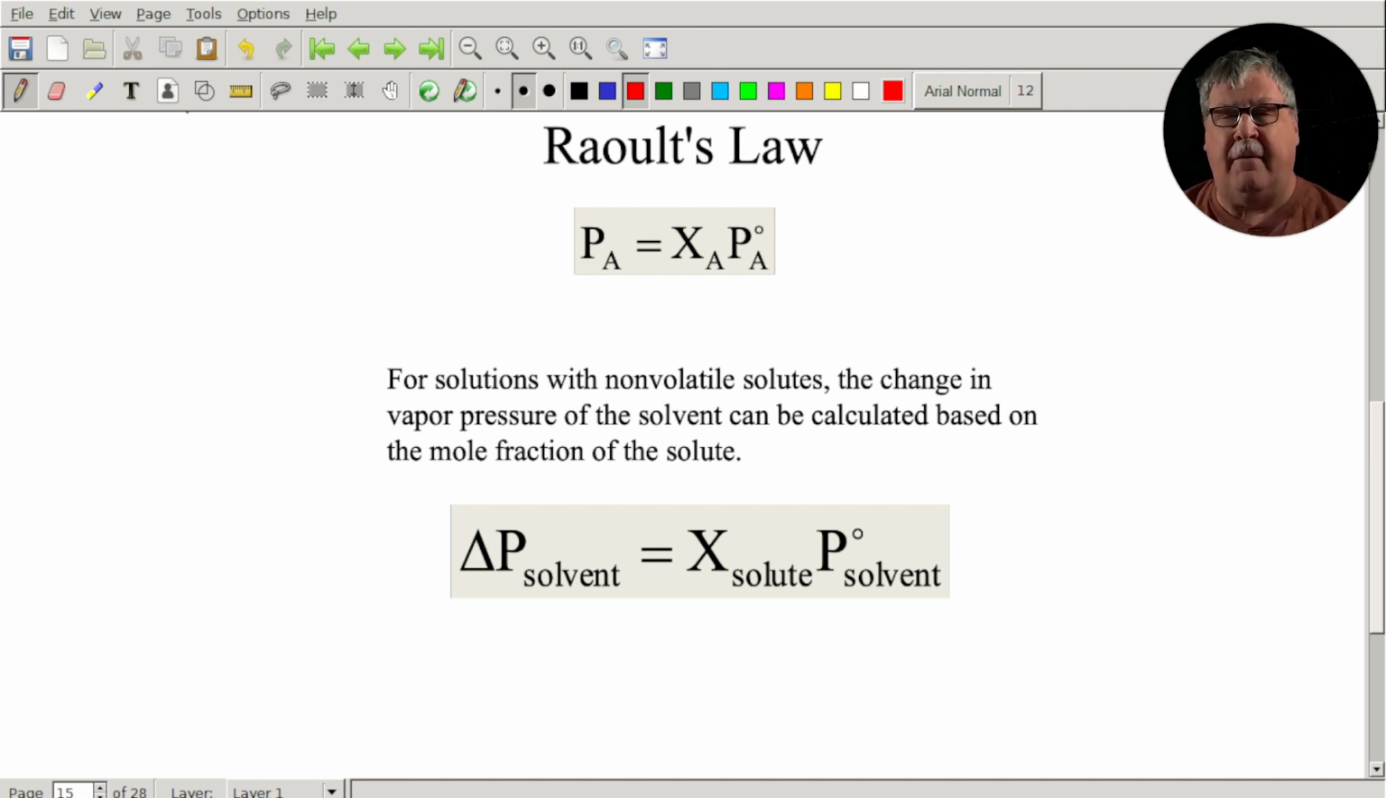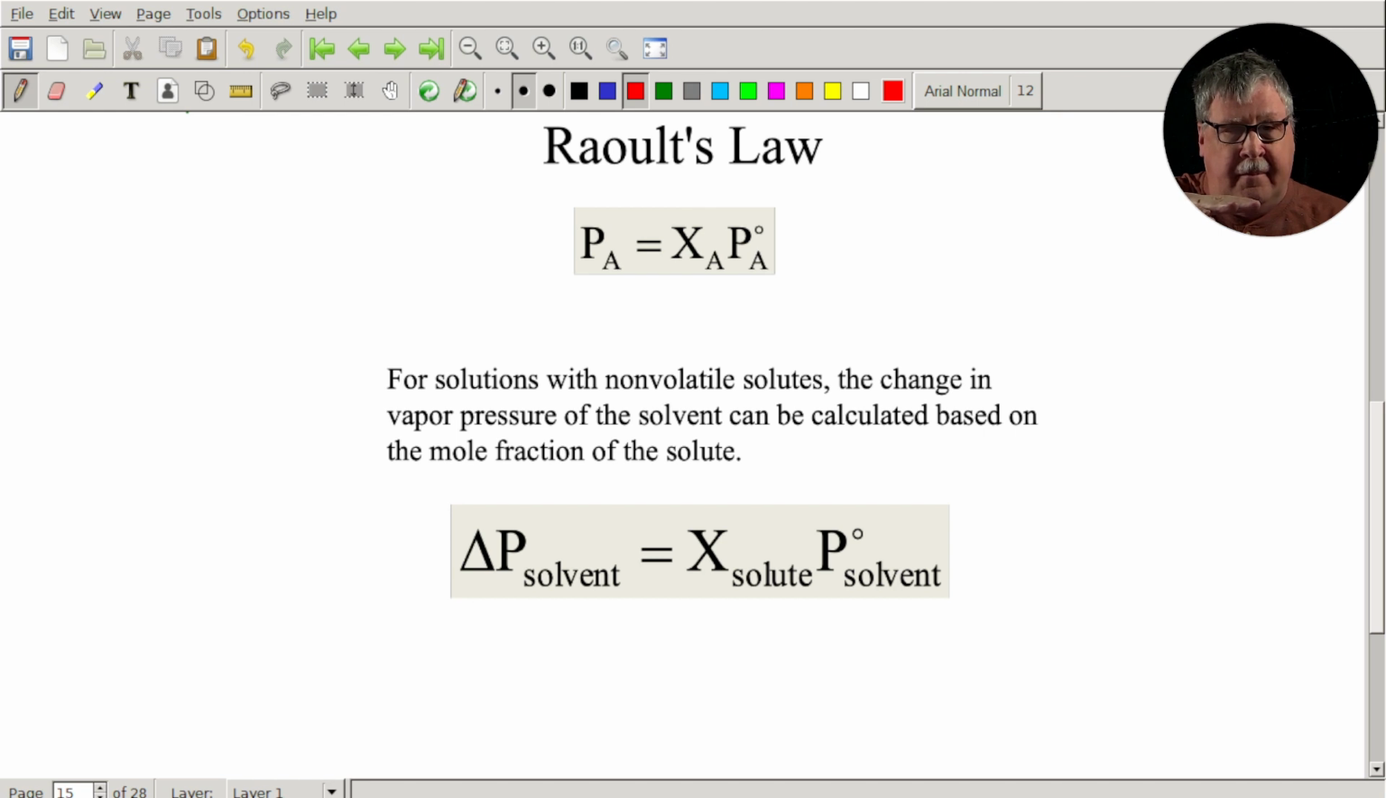That's basically what Raoult's law is. All right, now, if you remember back to chapter 10, what Raoult's law is essentially is an application of Dalton's law of partial pressures. It's pretty much the same thing. Okay, so here's an application.